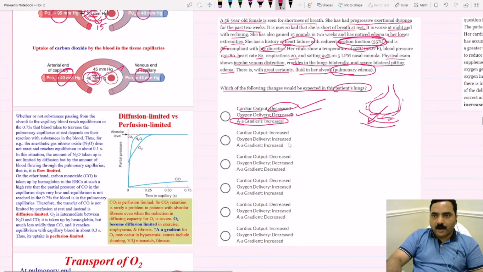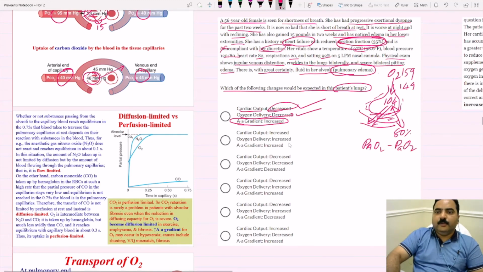What happens to the AA gradient? The oxygen coming in from the atmosphere: do we have any problem in the atmosphere here? No, in the atmosphere the partial pressure is 159. It becomes humidified, it becomes 149, it comes over here, it becomes 104, but it is unable to give the oxygen over here. So what happens to the saturation? It may reduce to, let's say, 80%, because there is no exchange happening. So what happens to the gradient between these two, the PAO2 and the small a, the arterial O2? This gradient will be increased. So this is your answer choice.